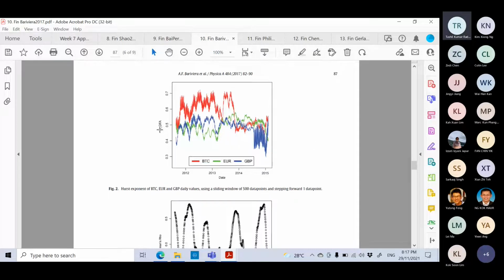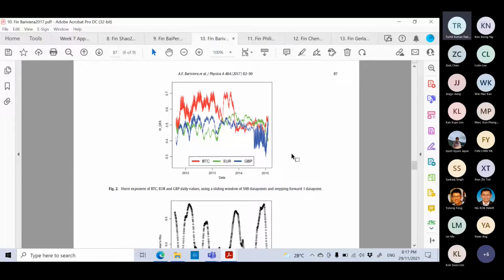This one, the H, is actually testing the long memory of the series. They compare three different currencies: this one is a fiat currency, the euro and the pound, the UK pound, and this one is Bitcoin. Then they show the graph here to show what the long memory criteria are. The H index, the H here, is the Hurst exponent, the long memory criteria. So they present the results of which series have long memory criteria.